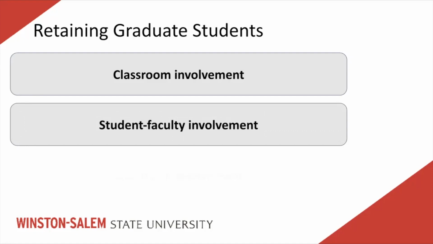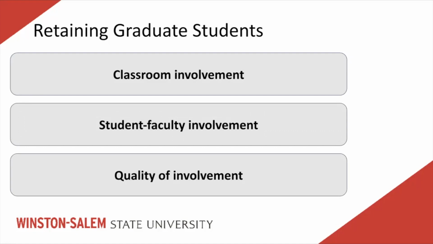The last is the quality of involvement. Encourage graduate students to become members of professional organizations and participate in conferences where they can demonstrate their understanding of material, and present any research findings to peers. These opportunities allow students to network with other peers and experts in their field.